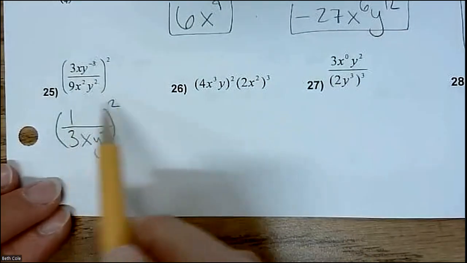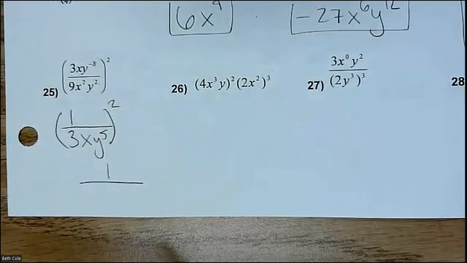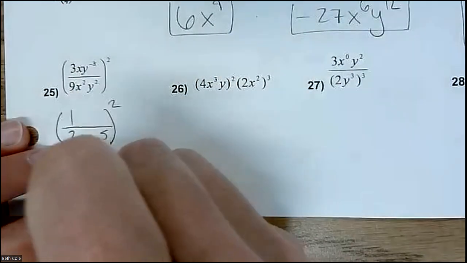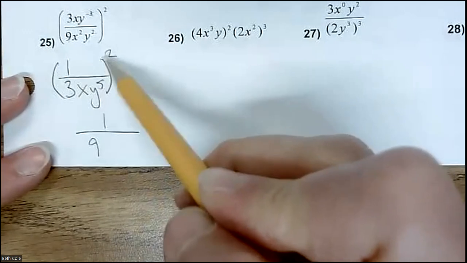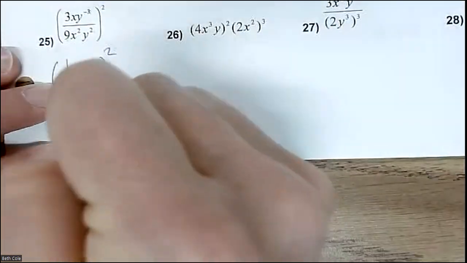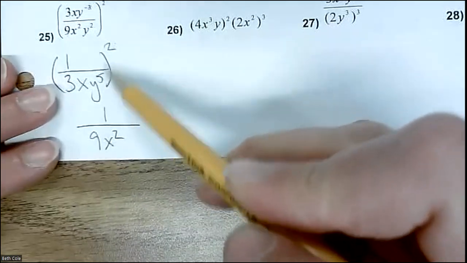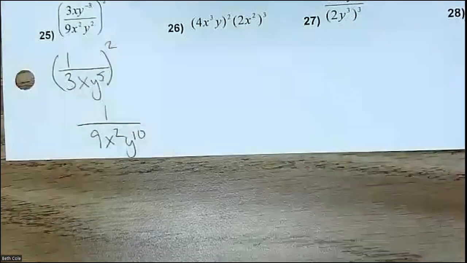So 1 squared, 1 times 1 is just 1. Don't overthink that. All right, down here, 3 squared is 9. And then x squared would just be x to the 2nd. That's all that is. And then for the y, what's the rule for a power to a power? Power to a power means you multiply. So you would do 5 times 2, which is 10.